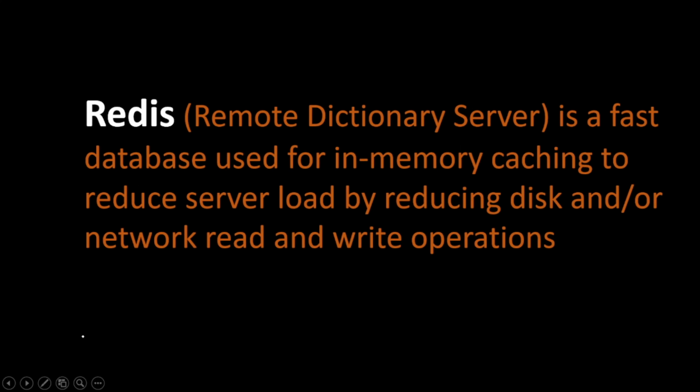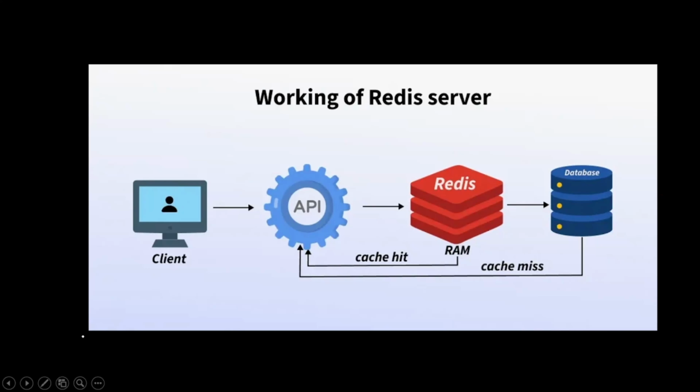Before that, let me see what this Redis is. The full form is Remote Dictionary Server. It's the fastest database, used for in-memory caching. Just read it out.